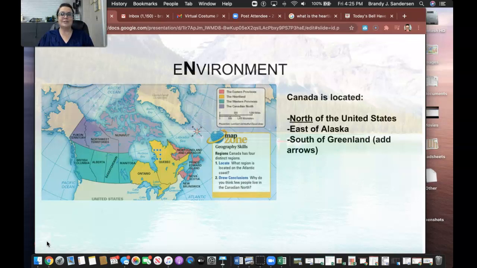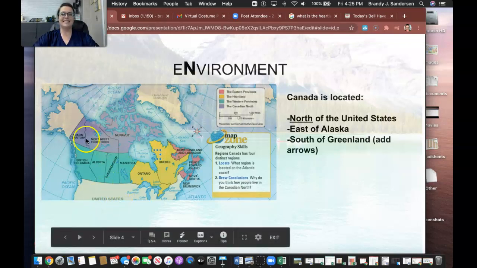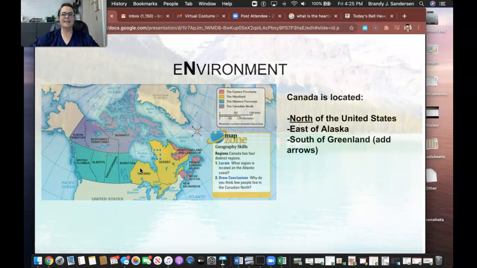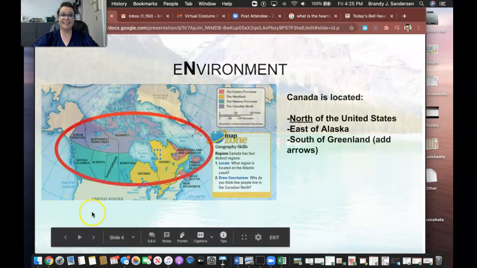So Canada is actually located north of the United States. And if you look here on the map, here's the United States. There is beautiful Canada. Canada is located south of Greenland and east of Alaska. Alaska is right there. There's our lovely Canada.